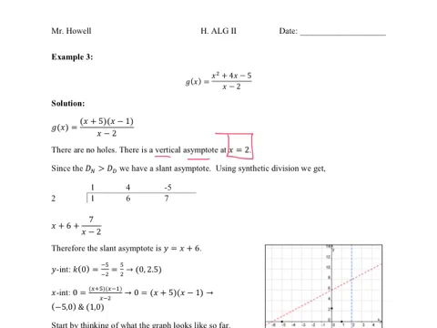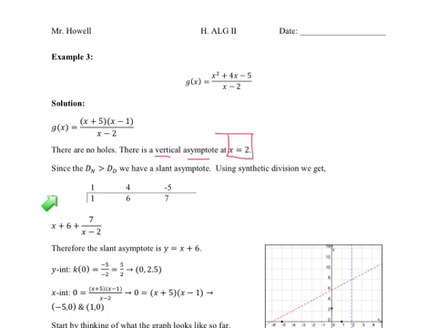Next, since the degree of the numerator is greater than the degree of the denominator, we can see that's a 2 and this degree is a 1. We have a slant asymptote, so we use synthetic division or long division. Okay, so we take the numerator, 1, 4, -5, that goes along the top. This x minus 2 comes out as a positive 2.